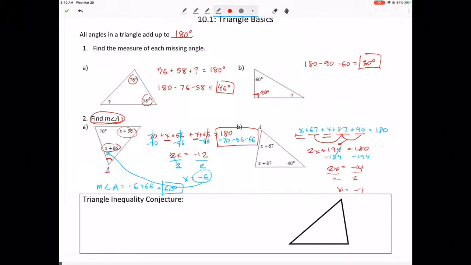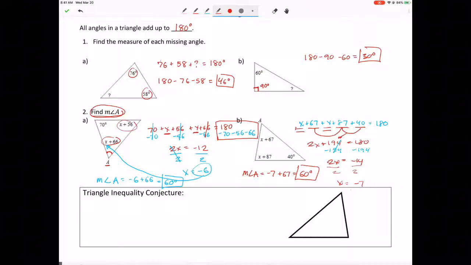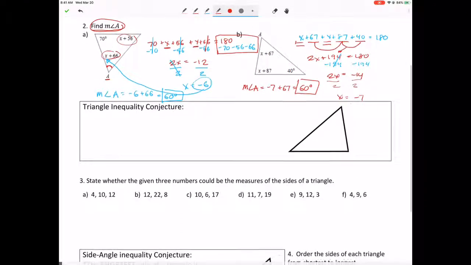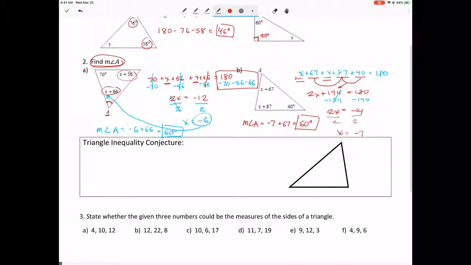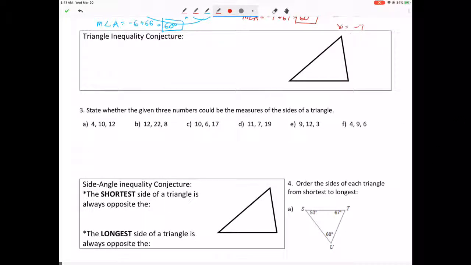So we just plug that in. The measure of angle A is equal to x, which is negative 7, plus 67, and that gives us 60 as well. All right, so that's just a quick review. I think you've come up with triangles being 180. All right, triangle inequality conjecture.